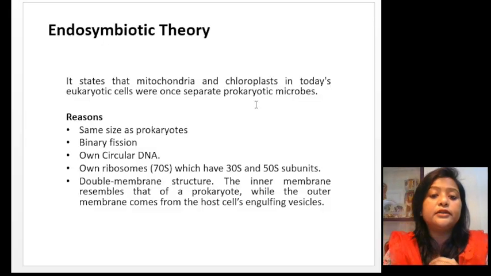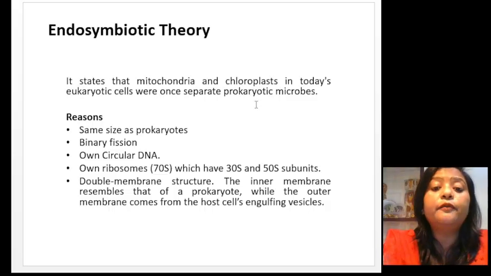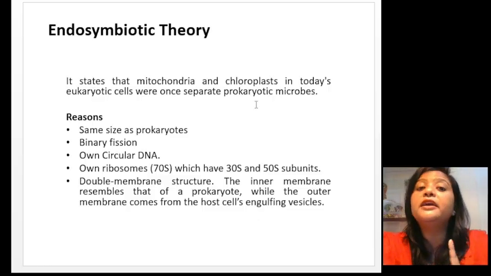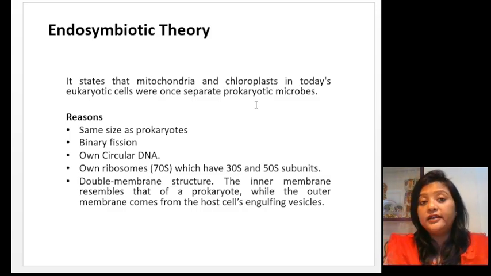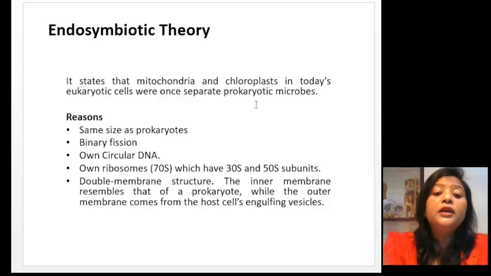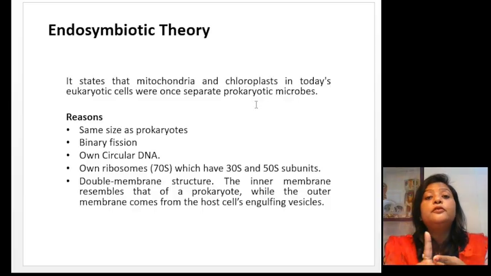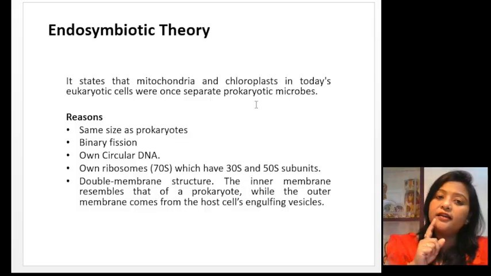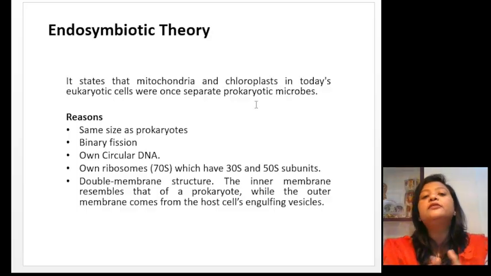are some reasons why they say that. The mitochondria and chloroplast are similar in size to prokaryotes. In both, binary fission occurs, which is again the same technique used by prokaryotes, bacteria. They have their own circular DNA, which is again a property of bacteria. They have their own 70S ribosomes, with subunits 50S and 30S. This is again similar to bacteria. They also have their own ribosomes and the same subunits.